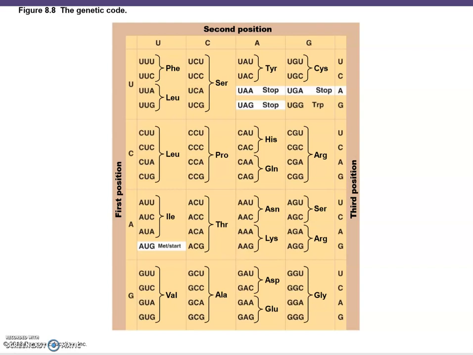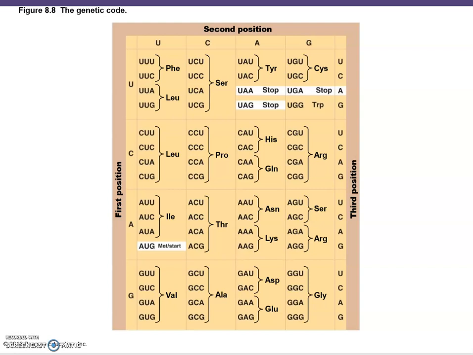Let's continue here with the genetic code. So we said earlier that we have a 4-letter alphabet, A, G, C, U. And those 4 letters need to be put together as 3-letter code words. So we have then 64 possibilities. So it would be 4 times 4 times 4 possibilities to make 3-letter words with a 4-letter alphabet.